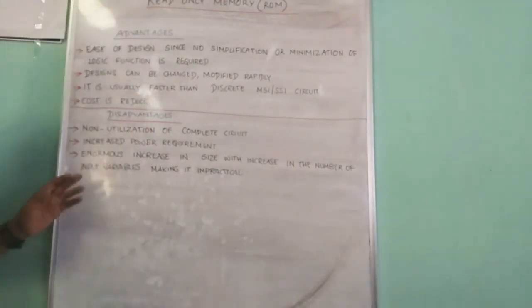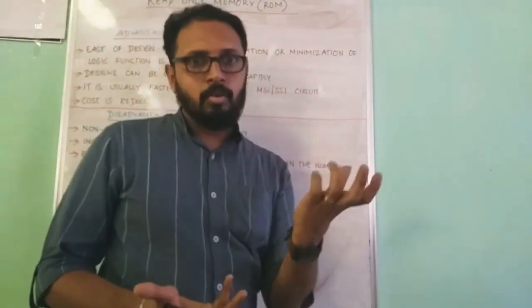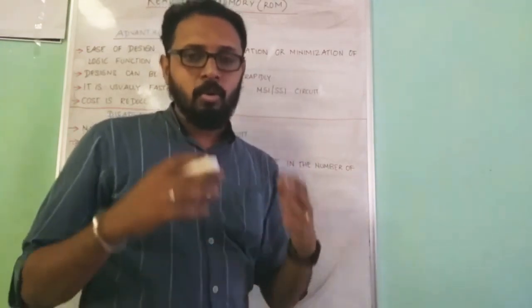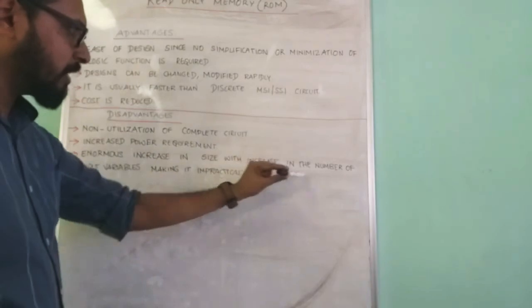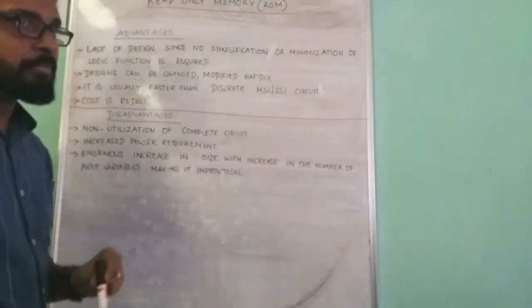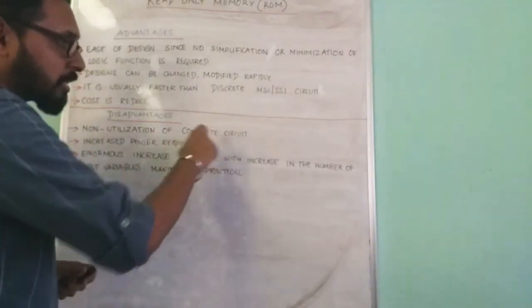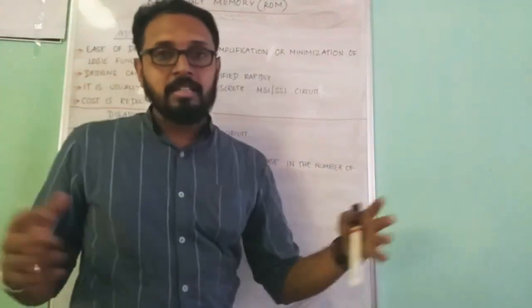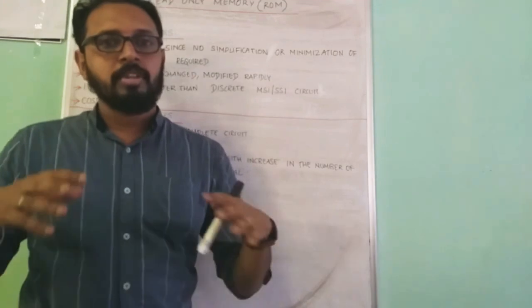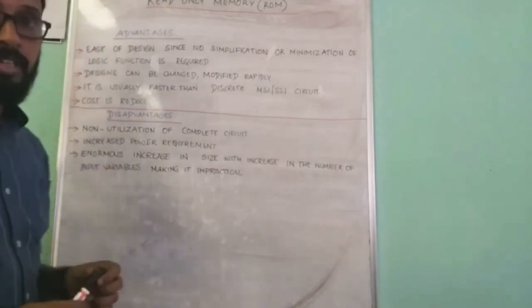The disadvantages are these. First, non-utilization of the complete circuit. At times a ROM may be constructed with many features, but all those features may not be used for a particular case. Second, increased power requirement. Third, an enormous increase in size with an increase in the number of input variables, making it impractical. Sometimes the complete circuit may not be required. As the number of variables increases, the size increases, making the circuit impractical to form. Please go through.